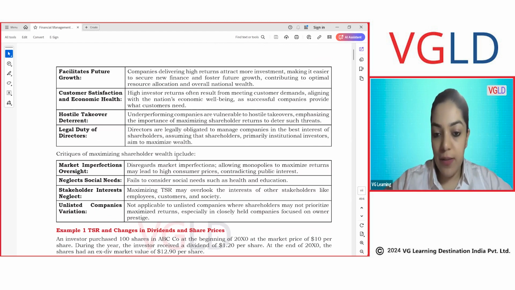Now, there is some criticism of maximizing shareholder wealth, and what are they? Market imperfections oversight. That means whenever there are market imperfections like monopolies, the objective of maximizing shareholder wealth leads to high consumer prices. It neglects social needs like education and healthcare. Stakeholder interests neglect. That means other stakeholders' interests are neglected. And unlisted companies variation, that means it doesn't apply to unlisted companies where shareholders do not prioritize only maximizing returns, but it is more about the business continuity of a family owned business.